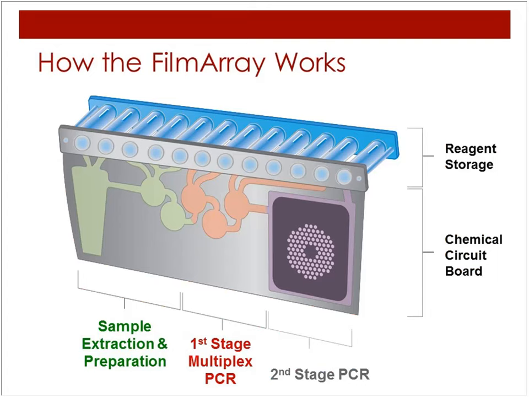So this is an overview of the pouch itself. You can think of it as a two-piece. The top one is the freeze-dried pellets for reagent storage, and the bottom is the chemical circuit board where the test is actually being conducted. In the circuit board itself, there are three phases: the sample extraction and nucleic acid purification, followed by first-stage PCR, which includes the reverse transcriptase phase at this stage, and then also a second-stage PCR with detection by a high-resolution melt analysis.